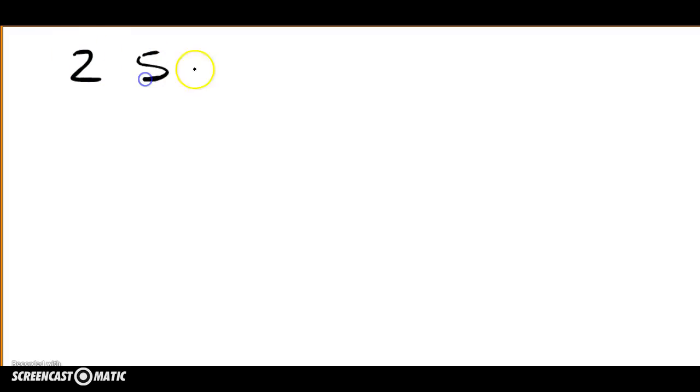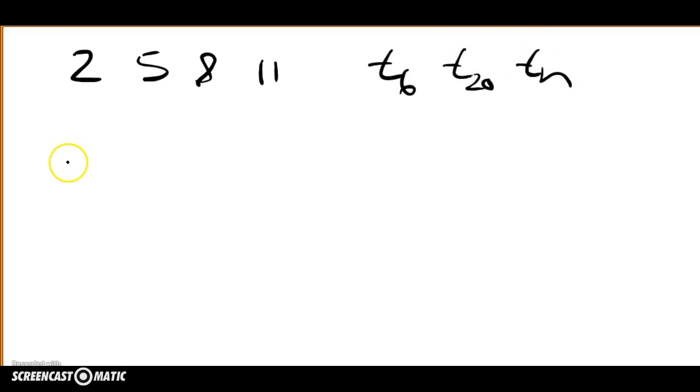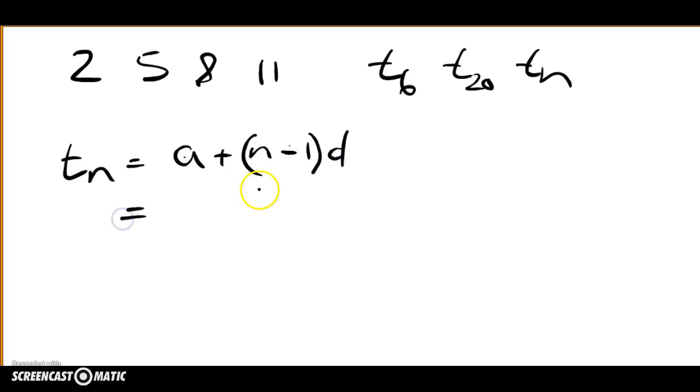2, 5, 8, 11. And it asks us to come up with term 6, term 20, and Tn. Well, I'm going to start with Tn. Tn equals, I know it's A plus n minus 1 times the common difference. So I've done that, but Tn equals this. Actually, I haven't quite, because I need to fill in what A and D is.